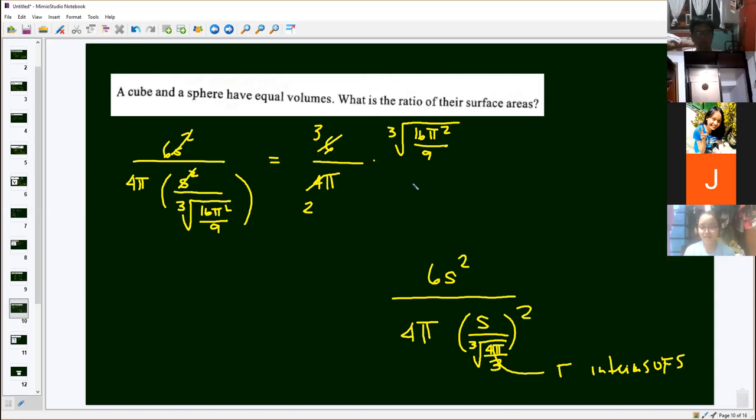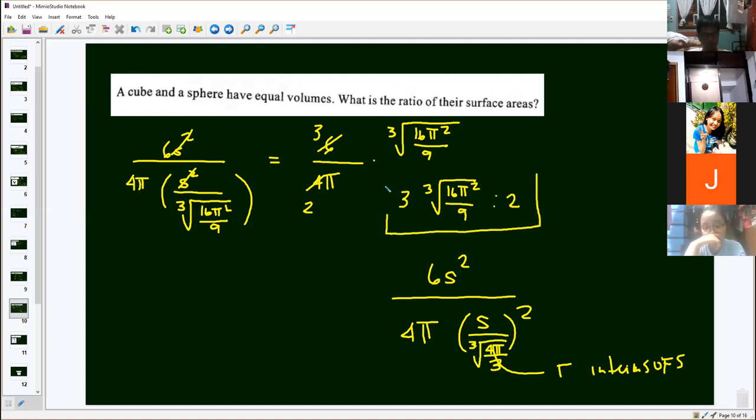Pero nakita ko yung choices nito, ganito lang. 3 cube root of 16 pi squared over 9 is 2. That's it. Okay, so algebra work. Let's see, may chat. Okay, bahala ka rin. Next, you have here.